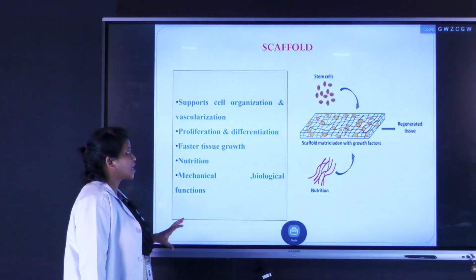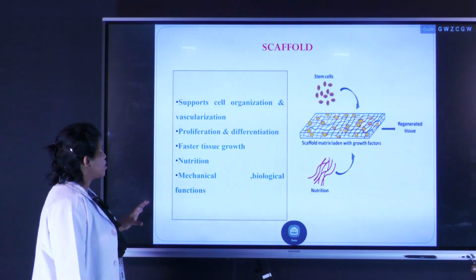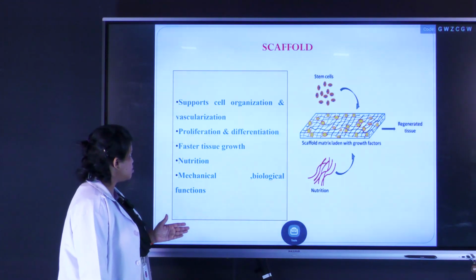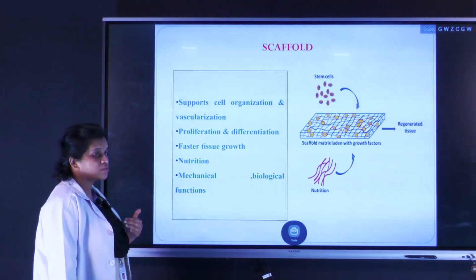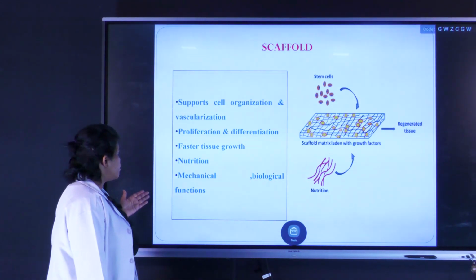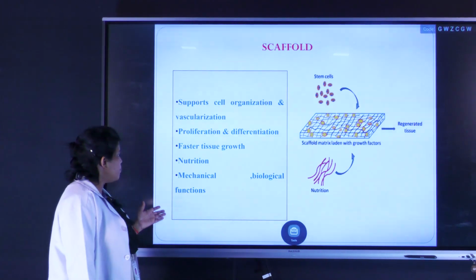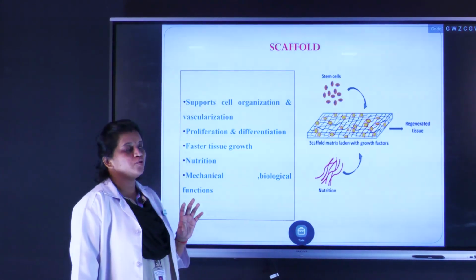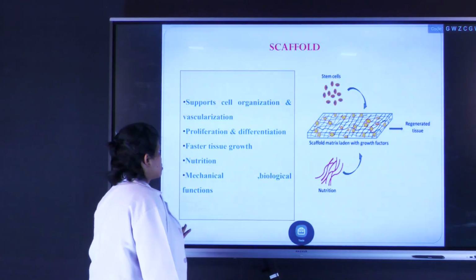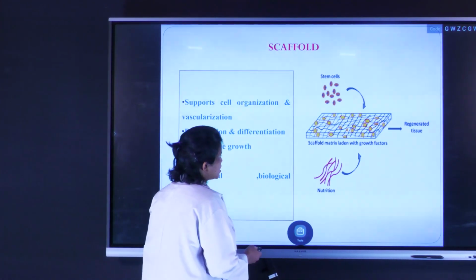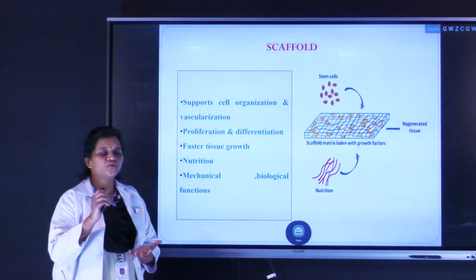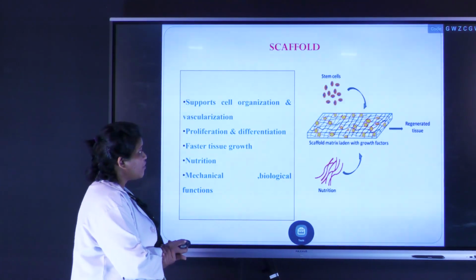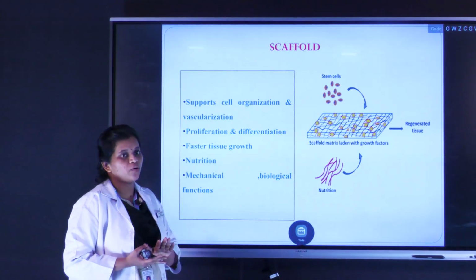The requirement of a scaffold is that it supports cell organization and vascularization. It helps in proliferation and differentiation of the stem cells. It will help in faster tissue growth. It helps in providing nutrition, and also gives some mechanical and biological support during the regenerative procedures. So now you can see here the scaffold is a substrate wherein we put the growth factor as well as the stem cells. So when we put stem cells in the scaffold, what will happen?